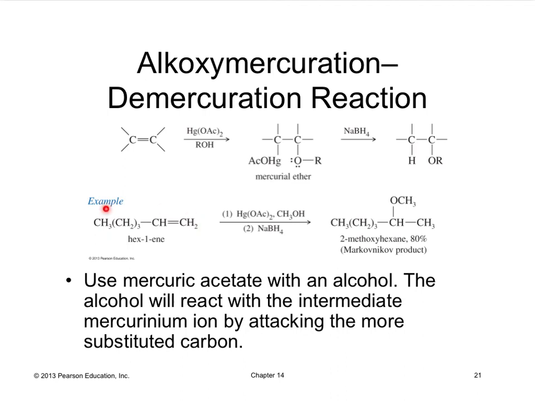So for example, if we have hex-1-ene, if you reacted it with Hg(OAc)2 and CH3OH, methanol, and reduce in the second step with sodium borohydride, you generate the ether. Again, the OCH3, or the alkoxide portion of the ether, will go on the most substituted carbon, obeying Markovnikov rules.